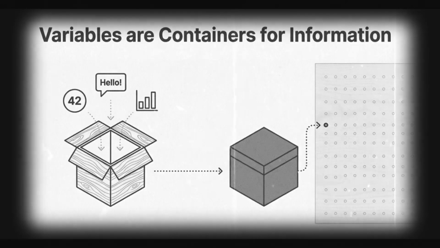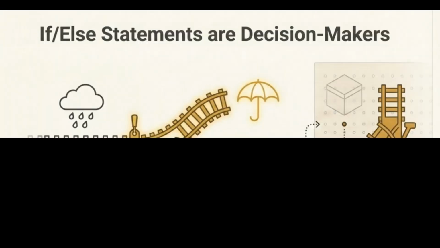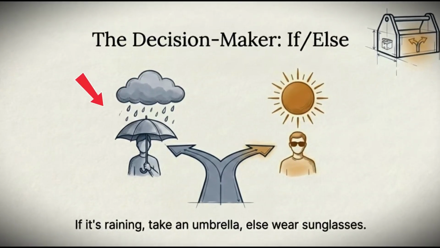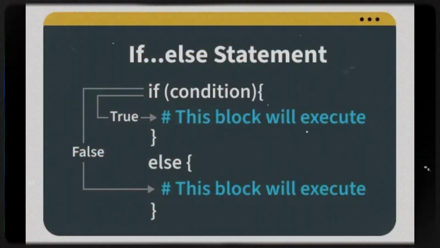Variables are just containers for storing information, like boxes where you put stuff. If-else statements are decision makers. If it's raining, take an umbrella. Else, wear sunglasses. That's literally how if-else works in code.